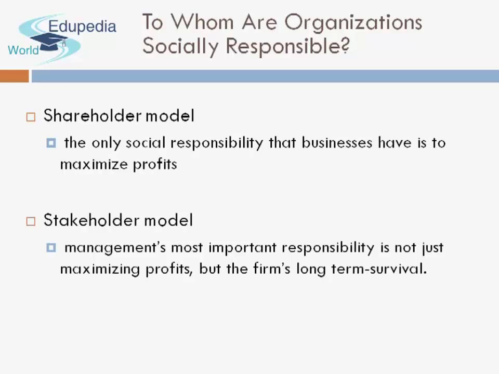When we talk about the stakeholder model, then the management's most important responsibility is not just maximizing profits but the firm's long-term survival too. So when we talk about the firm's long-term survival, there are many more people who come into the picture, like the employees, even the society. So all those parties which are directly or indirectly associated with the organization are categorized under the stakeholder. So when a company is following the stakeholder model, then the company becomes socially responsible for all those people who are directly or indirectly associated with the organization.